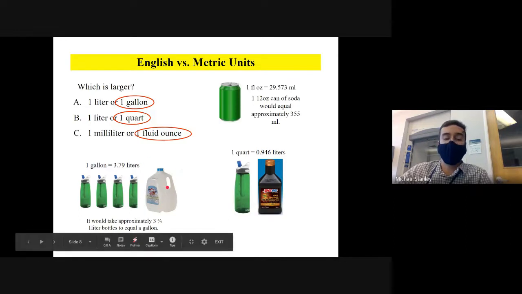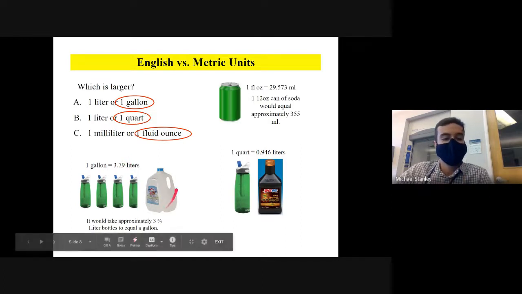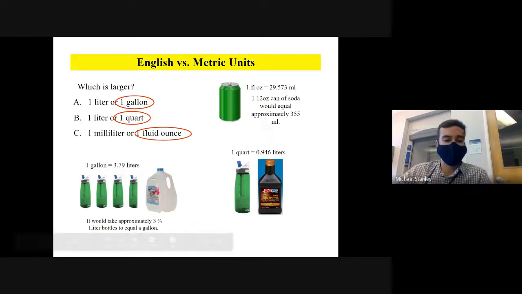So a gallon has 4 quarts, which means a gallon has almost 3 liters. It's a little bit over 3.5 liters that goes into 1 gallon.